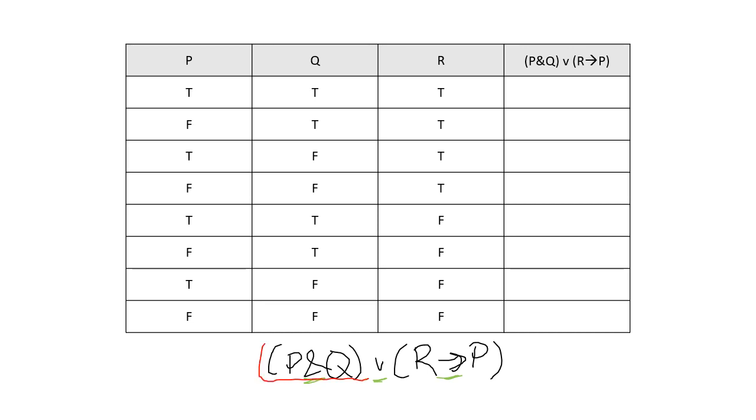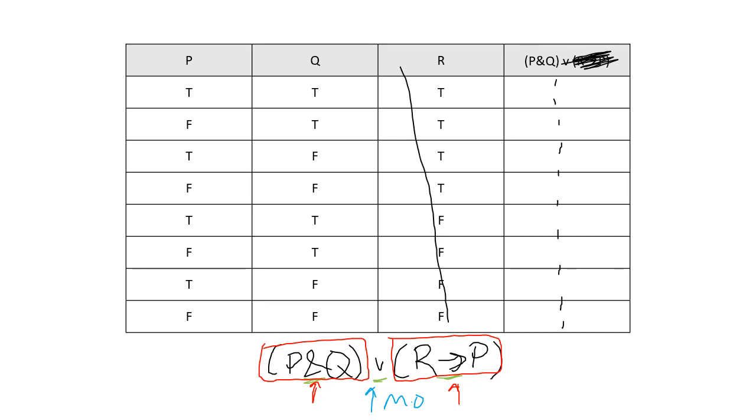Here it's pretty plain to see that you've got two different sides, each one bracketed off with a set of parentheses. So we'll have to do the ampersand and the arrow before we can do the main operator, which is the wedge. So let's just do one of them at a time. We'll do P and Q first. So for P and Q, we'll ignore R for the time being.